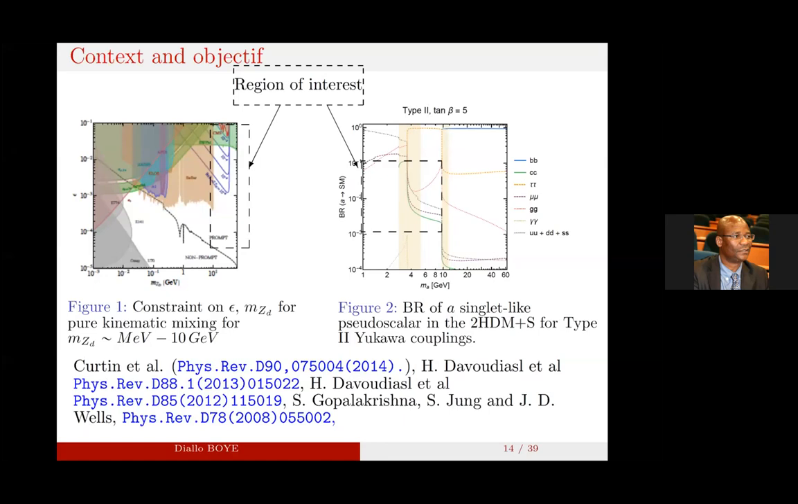What you see here are the exclusions by many different analyses, as a function of the mass of the Z dark, Z prime, or whatever you want to call it. So you can see the regions that are excluded by many other analyses, and on top over here.